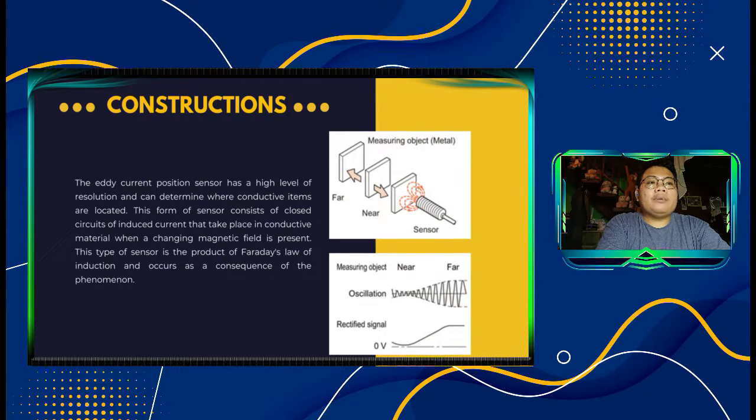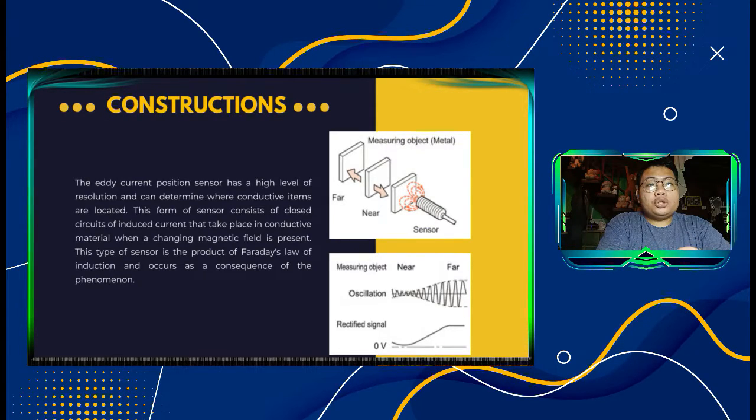The interaction of the magnetic fields is dependent on the distance between the probe and the target. The changes in field interaction can then be used to calculate the distance between the probe and the target, and an output is generated that is proportional to the change in distance.